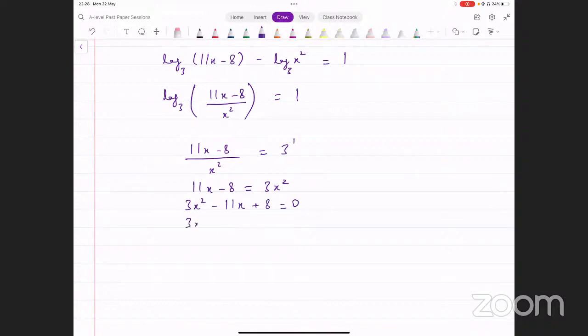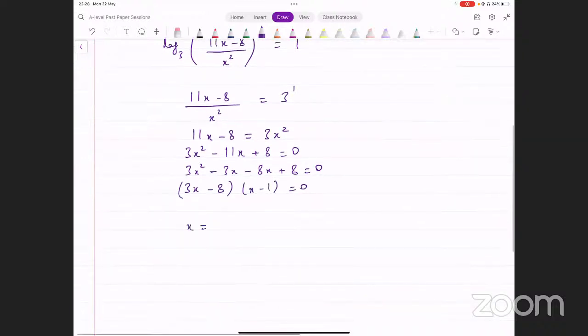So हम 3 और 8 ही factors use कर सकते हैं. In fact, यहाँ पे we can say this is 3x squared minus 3x minus 8x plus 8 equals 0. We get 2 factors from this: 3x minus 8 into x minus 1. And we have 2 values of x from this: either x equals 8 over 3 or x equals 1.